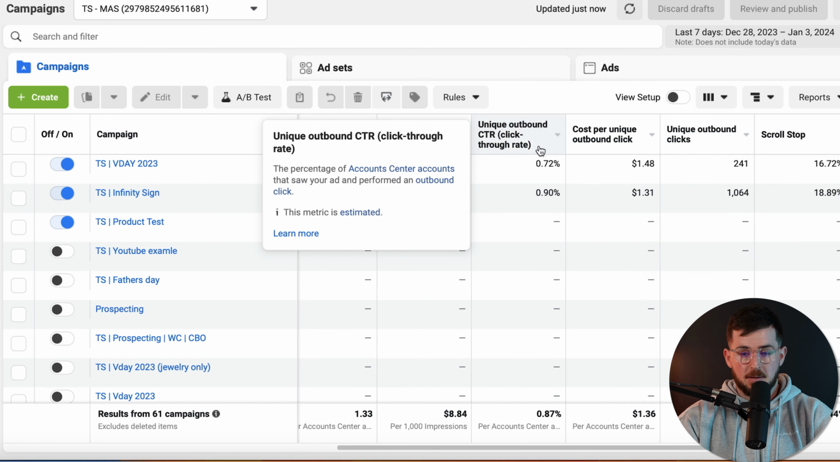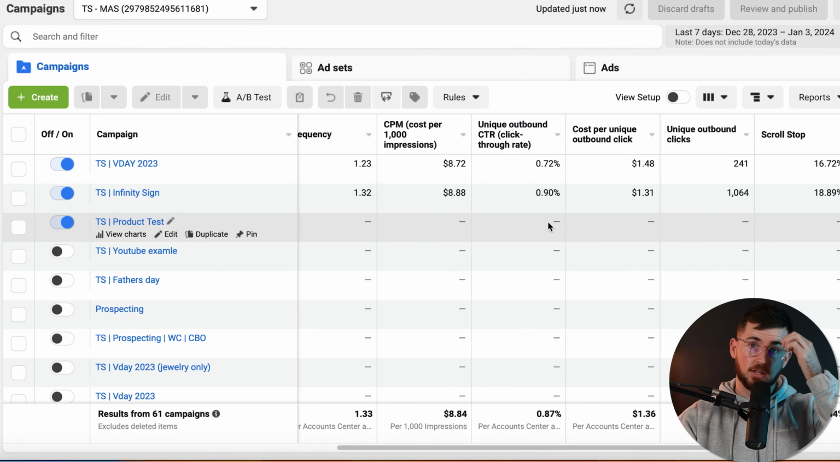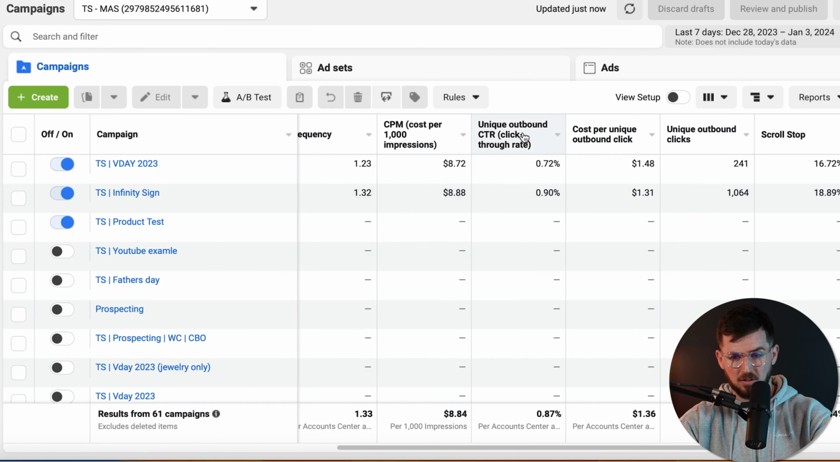Next thing is unique outbound click-through rate. Make sure it's unique outbound. A lot of people will do cost per click, or unique, or outbound. It's just click-through rate. That's all it is. It's literally just click-through rate.